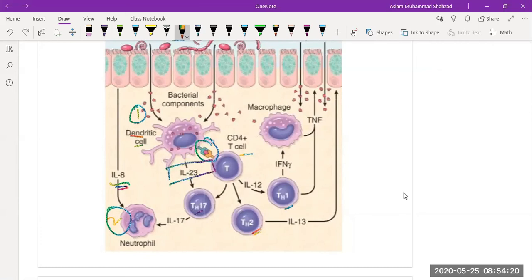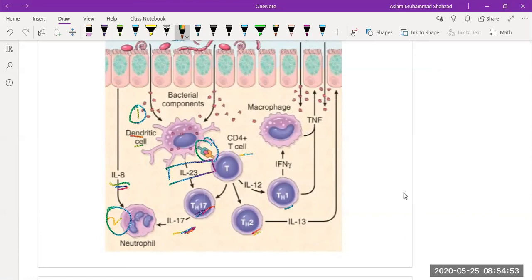Interleukin 23 is produced at the same time when the dendritic cells are binding with the T cells. Interleukin 23 binds with the Th17 cells, and then with the help of interleukin 17 they are responsible for producing more neutrophils. So this process, producing neutrophils through IL-8 and IL-23, indirectly with the help of T cells, is cyclic. So that's one cycle that is going on.